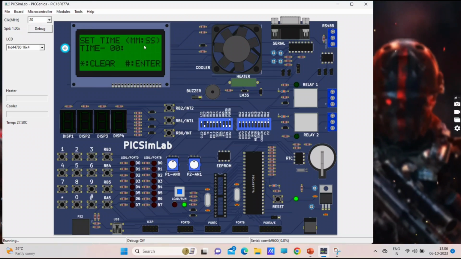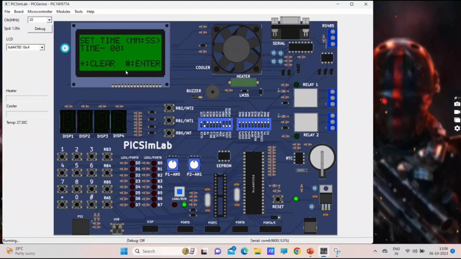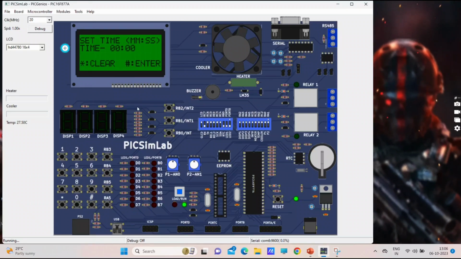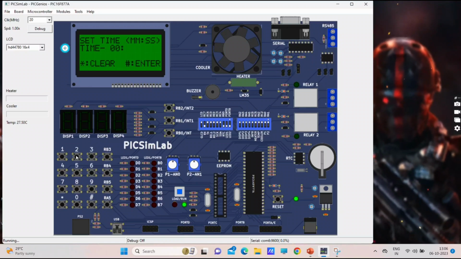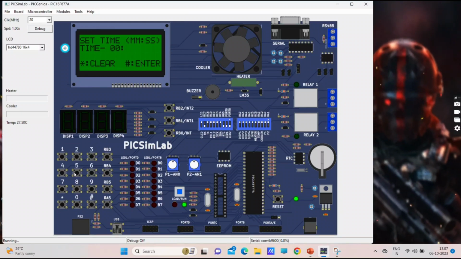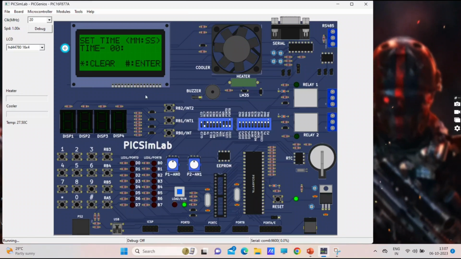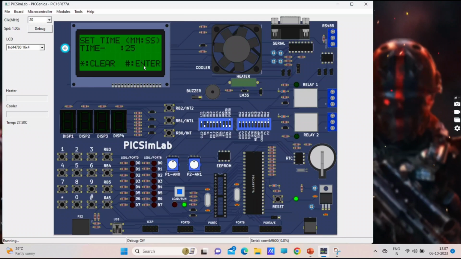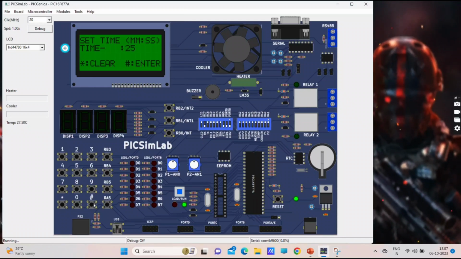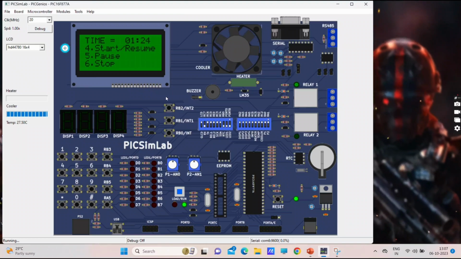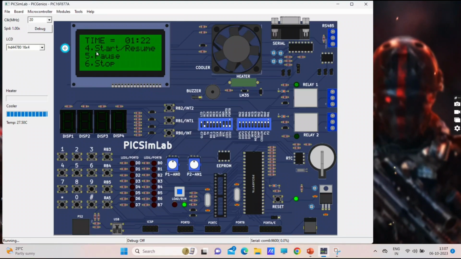So our preheating time is over, and now we have the set time screen over here. We can enter how many seconds we want for the microwave oven to function. I am pressing 25, entering 1 minute and 25 seconds for the microwave oven, and I'm pressing the start button.